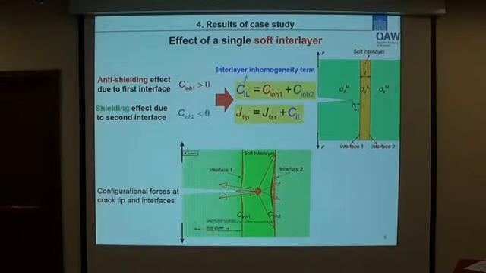Okay, when we have a specimen with a single soft interlayer, there are two interfaces, interface 1 and interface 2. Interface 1 has an anti-shielding effect on crack driving force, but interface 2 has a shielding effect on crack driving force. And in this case, the crack driving force can be determined by this equation.